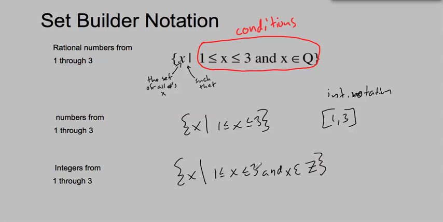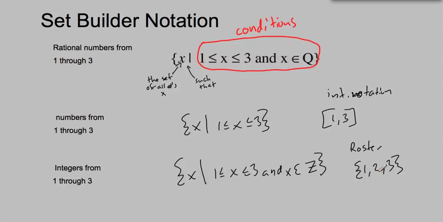Could I write this, integers from 1 through 3, in interval notation? No, because I only want the integers. I don't want any decimals, so I'm going to end up skipping around and breaking the interval. I don't want everything in the interval, just the integers. But could I write the integers from 1 through 3 in roster notation? Sure I could. Again, I would use my brace. The integers from 1 through 3 would be 1, 2, and 3.